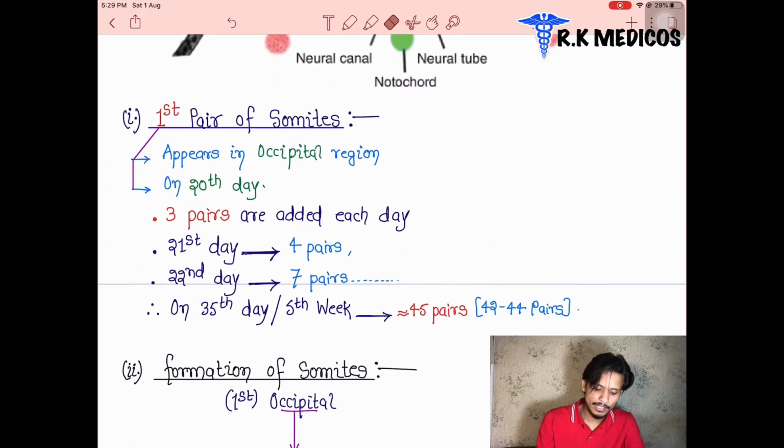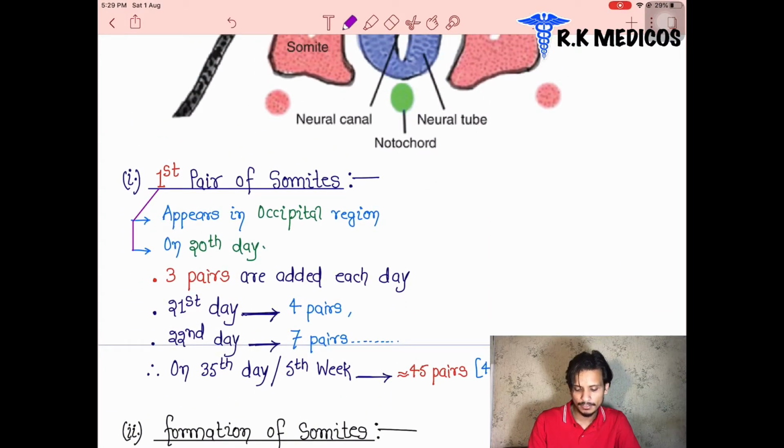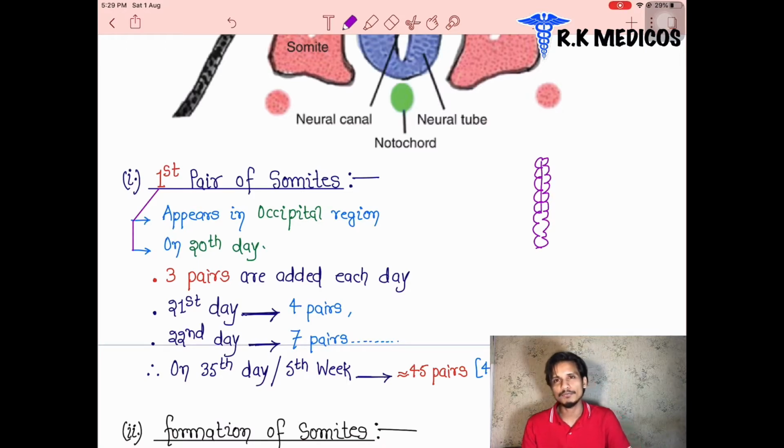These somites are basically segmentations, forming with a bead-like appearance. They form in pairs, in this manner. This beaded appearance of somites first forms in the cranial region, our head region, and this is called the first pair of somites.